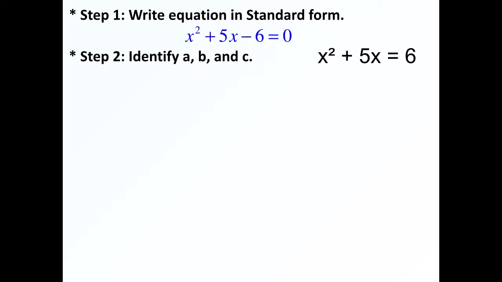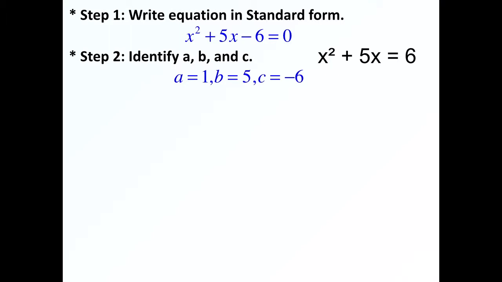Step 2 is that we have to identify what a, b, and c are. Now, we did that in a previous lesson. A is the leading coefficient. That's the number before the x squared. B is 5 in this case. That's the linear term, the one before the x. And c is always the number. There's no letter associated with it. C in this case is -6.